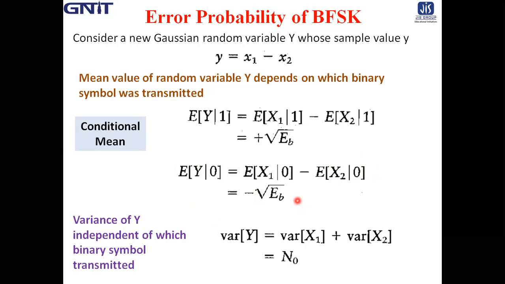The variance of the random variable y is independent of which binary symbol was transmitted, since the random variables x1 and x2 are statistically independent, each with a variance equal to N0 by 2. So it now follows variance of y equal to variance of x1 plus variance of x2, and the first part is N0 by 2 and the second part is also N0 by 2. So variance of y equal to N0.